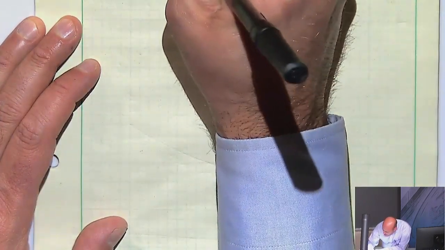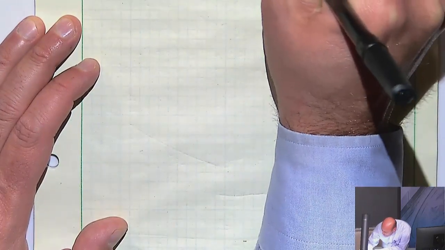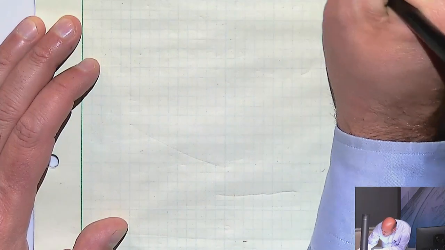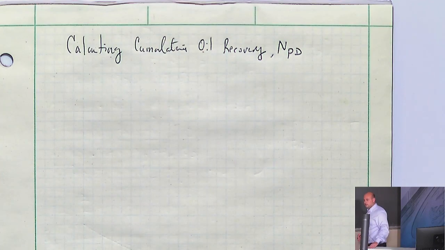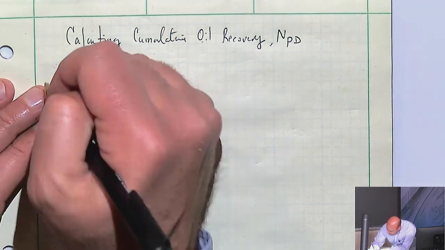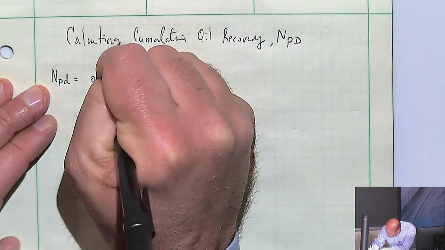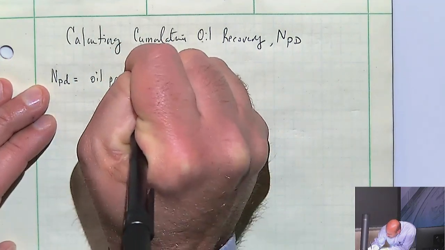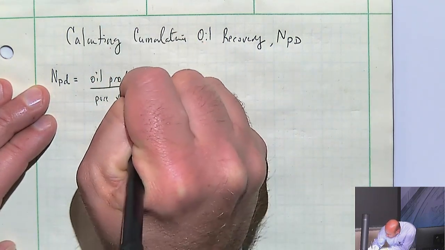Calculating cumulative oil recovery, NPD. I mean, that's what we really care about as reservoir engineers, right? You want to tell your boss how much oil you're going to produce in how much time, right? That's what you want to tell your boss. And so NPD is a dimensionless number. It's the oil produced, barrels, divided by the pore volume, barrels.